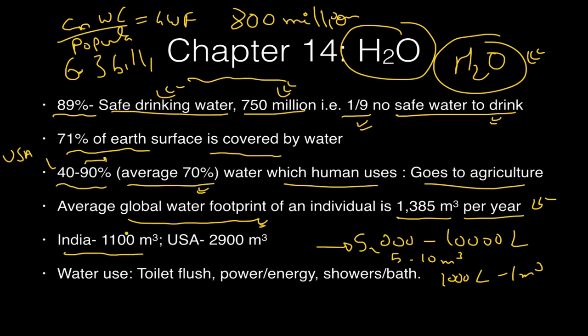So for India it is 1100 meter cube per person, that is the water footprint, and in the USA it is almost 3 times that of India. This is the water footprint they are carrying. Now the maximum water usage is, unfortunately, in toilet flush, apart from obviously the essential uses, then in production of power energy, and then in showers and baths. So this is how we are wasting our precious water, using toilet flush.